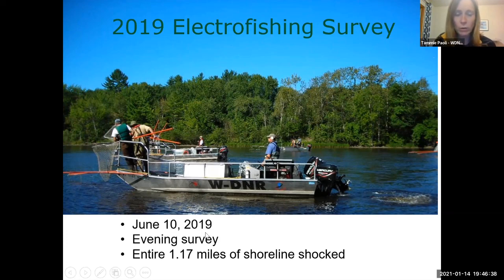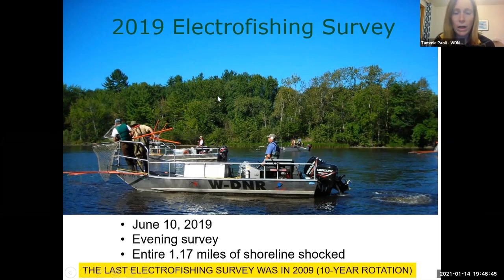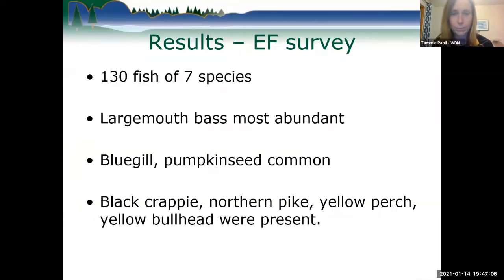So on June 10th, 2019, we did a nighttime survey. We surveyed the entire 1.17 miles of shoreline. And the last time that this type of survey was done was in 2009, so it's generally on a 10-year rotation. The timing worked out perfectly because, of course, I wanted to get some more up-to-date information, knowing that this lake management plan was coming up in this time frame.